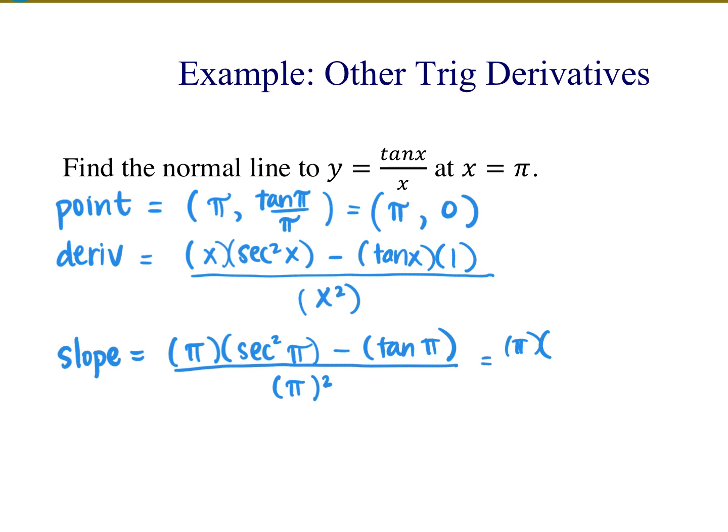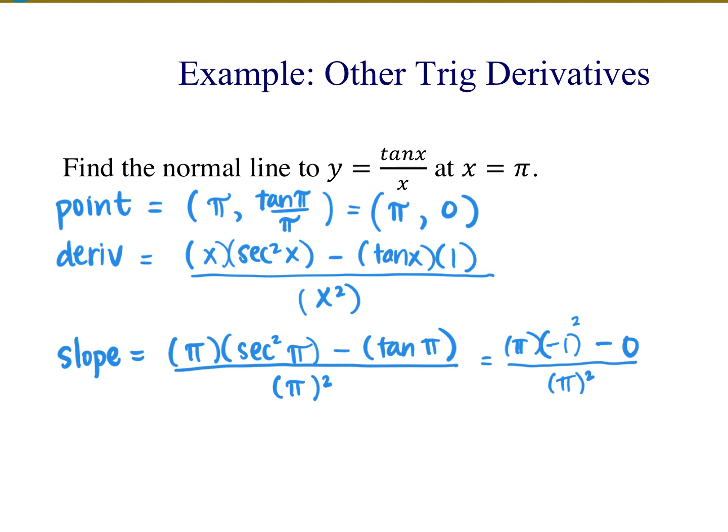Cosine of pi is negative 1. Secant is also negative 1, but what am I doing with that negative 1? I'm squaring it because this is secant squared, so that would be negative 1 squared. And then minus the tangent of pi. We've already covered that is 0. Okay, all over pi quantity squared.